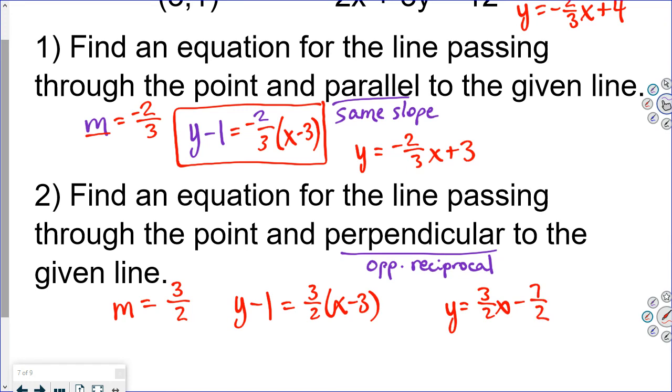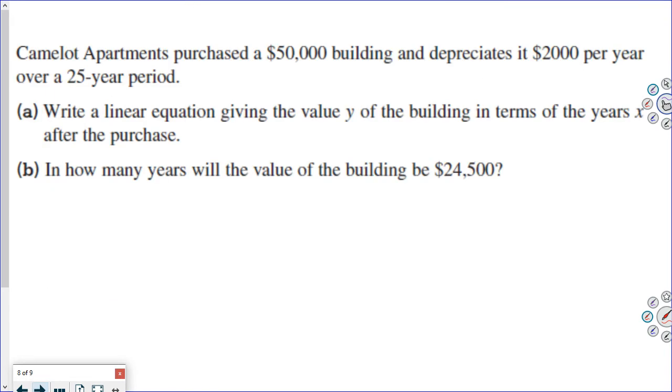Okay. The only other thing that I want to make sure that you are aware of is you may see some word problems. And guys, please don't be intimidated by word problems. I know it's easy to be so. When you look at this, the key is you want to look for keywords. Like per year, that's going to tell you that that's a rate, and a rate is just the slope. So when it talks about write a linear equation giving the value y of the building in terms of the years x after the purchase, again, this is a rate, and a rate is a slope.